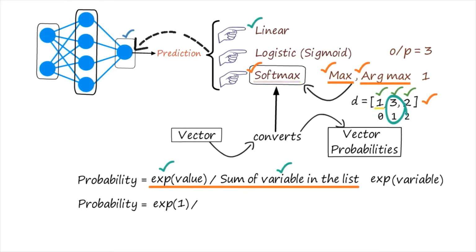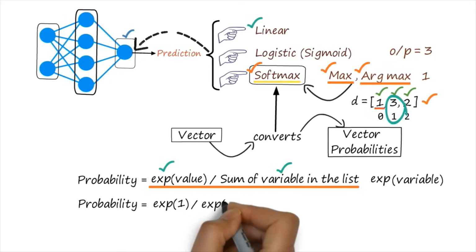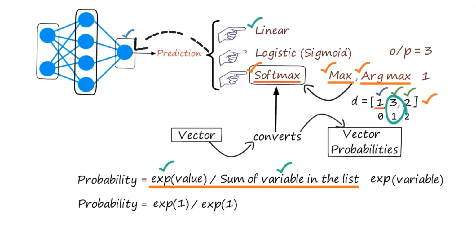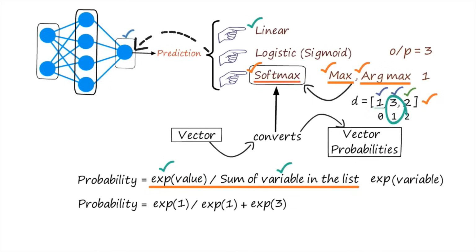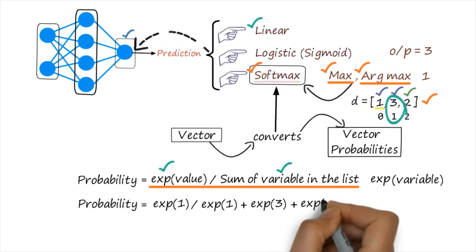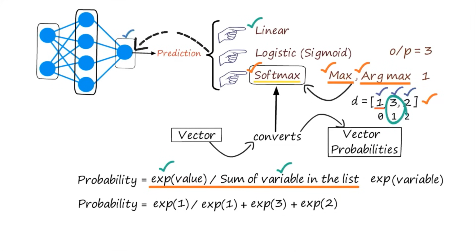Sum of means, here I have to calculate the exponential value of 1, this one, plus the exponential value of 3, this one, plus the exponential value of 2. By calculating this, we will be able to find the direct converted form, or the vector probability, for this number. So the exponential of 1, if you calculate, is about 2.7 something. So you just go and calculate.